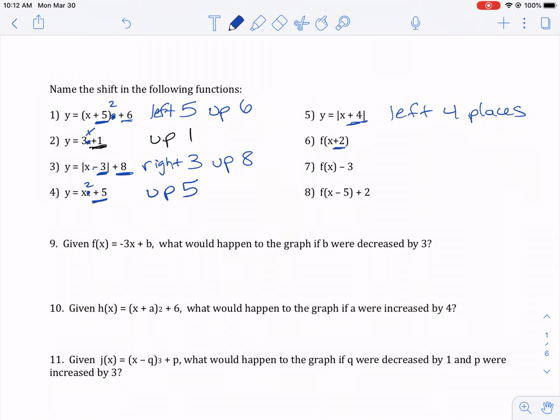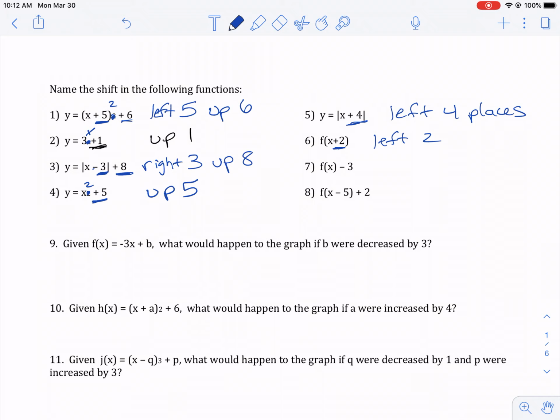Well, you have a plus 2 in with the parentheses, which means it's going to be a horizontal shift because it's paired with the x, and the opposite direction it appears. So this function is going to shift left 2. I don't know what function it is, I don't know what it looks like, but I don't care. All I know is their original function is going to move left 2 places.